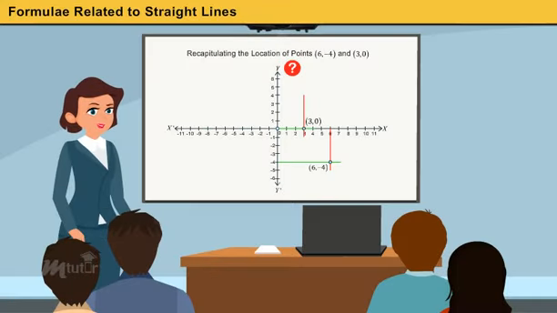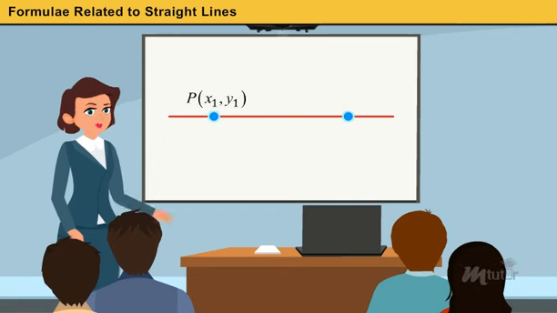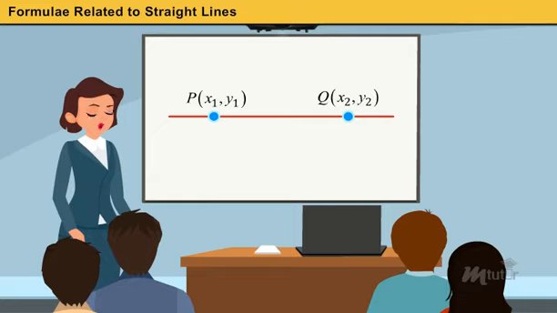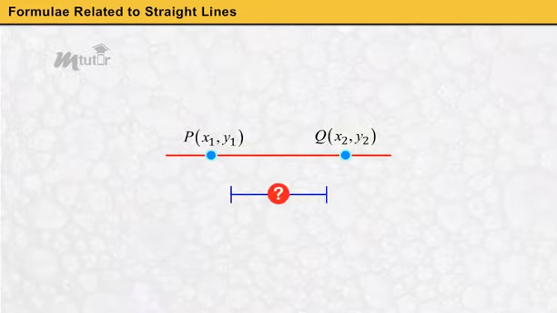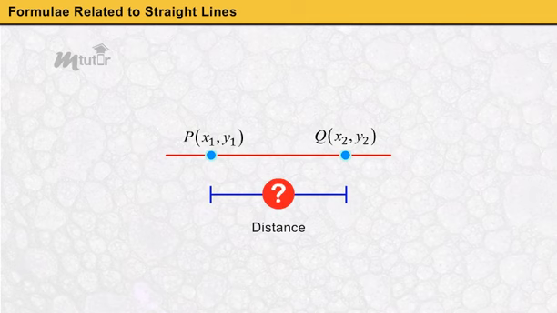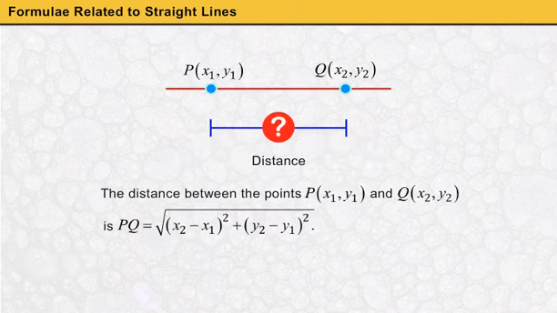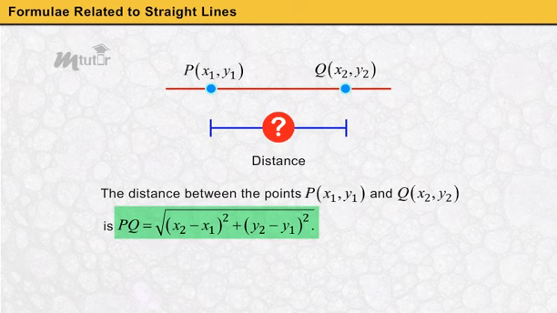Next, let us see a few important formulae related to straight lines. Consider 2 points, P(x1, y1) and Q(x2, y2) in a line. Now, how will you find the distance between the points P and Q? To find the distance, you have to know the coordinate points of P and Q, say (x1, y1) and (x2, y2), respectively. If you know the coordinate points, then you can use the formula square root of (x2 minus x1) the whole square plus (y2 minus y1) the whole square to find the distance between them.